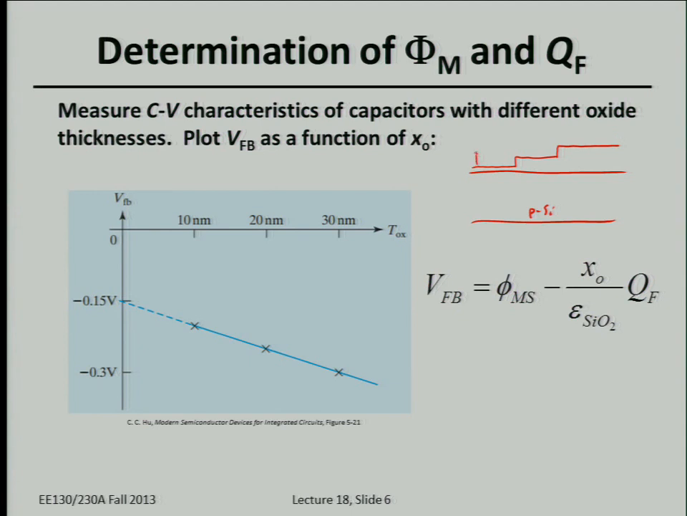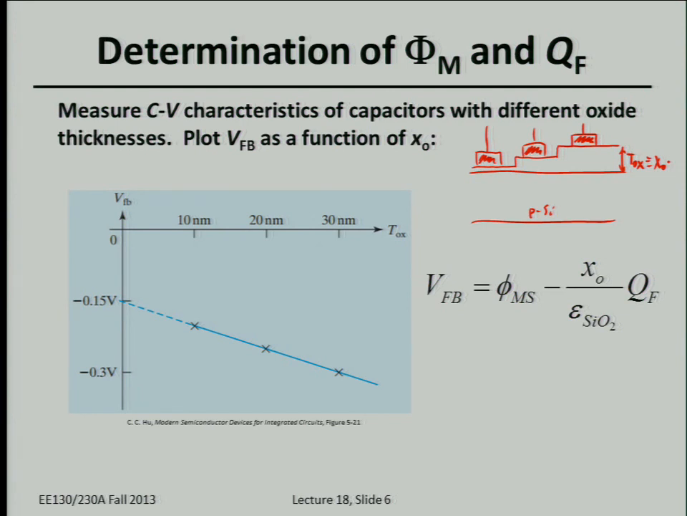Okay, so you make capacitors on the same wafer. So in other words, with the same gate material, on the same dielectric, but just different dielectric thicknesses. And then what you can do is plot the measured flat band voltage as a function of the oxide thickness. Okay, sorry, the terminology is a little bit different here, but T-ox is equivalent to what we've been calling X naught.